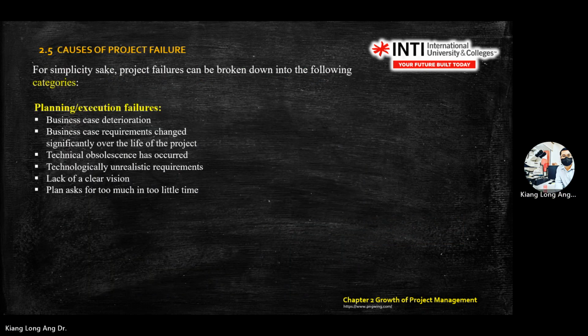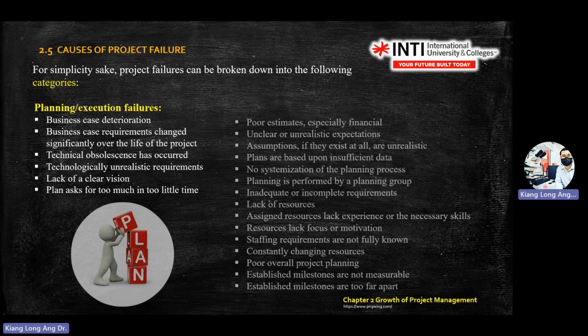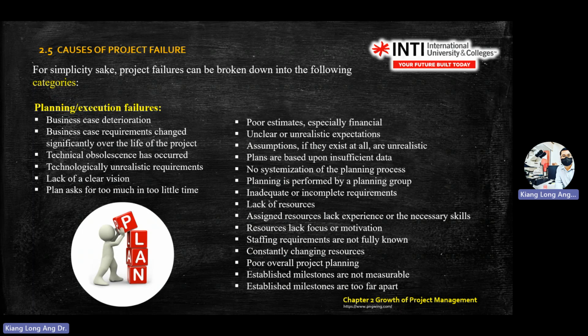Okay. So for project failures, they have a few categories, right? The first one is planning or execution failure. All this you read. There are lots of things. So if the question asks you, project failures can be broken down into several categories, please explain the categories and a few examples of the failures.